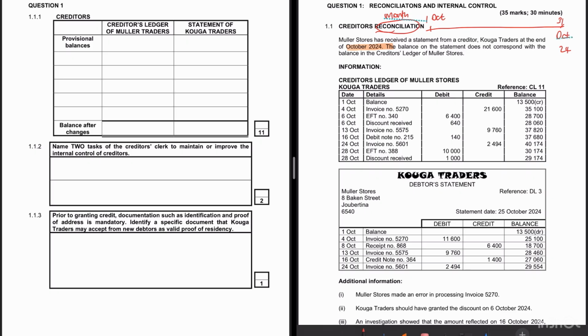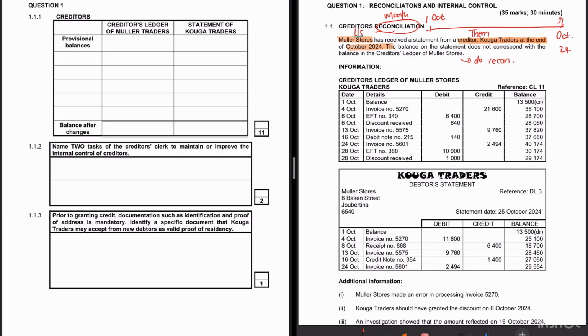Okay, so let's go back. What other information are we given? We're told that Muller Stores, which is us, has received a statement from a creditor, Cougar Traders. Okay, and this is them, or creditors. The balance on the statement does not correspond with the balance on the creditor's ledger of Muller Stores. So this is basically telling us we need to do a recon.